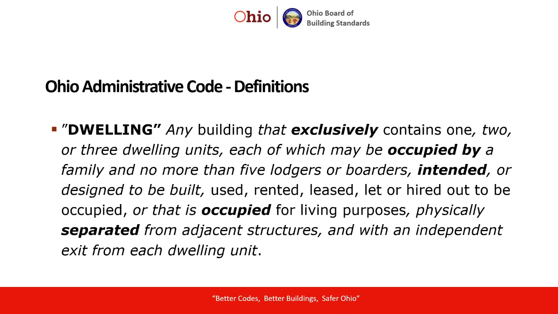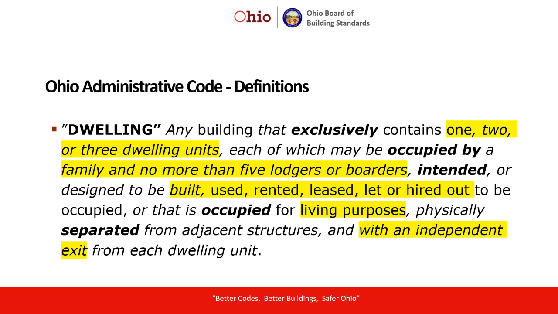The first definition we're going to look at is the definition of a dwelling. And this is dwelling without the word unit. It's just a dwelling. And they are exclusively 1, 2, and 3 dwelling units, occupied by a family and no more than 5 lodgers or boarders. It's intended to be built, used, rented, leased, let, or hired out, and occupied for living purposes. And they're going to be physically separated from adjacent structures, and each dwelling unit is going to have an independent exit.